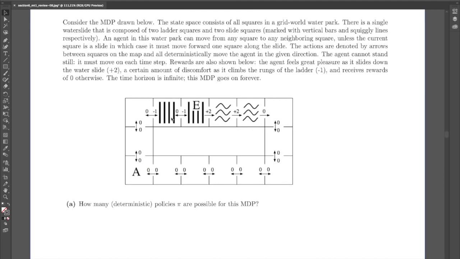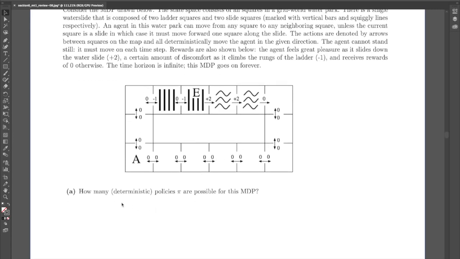You also have these two ladder squares and two slide squares, and you can see that you get a positive reward when going down these slides, and you get a negative reward when going up the ladder. So part A is asking how many deterministic policies are possible for the MDP.